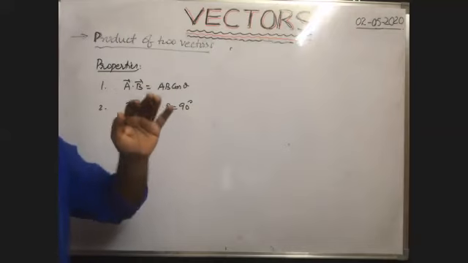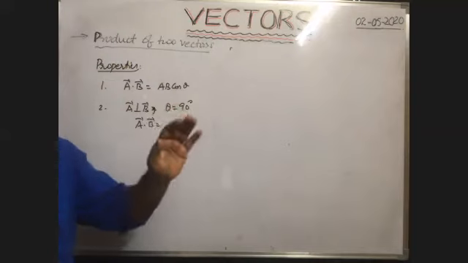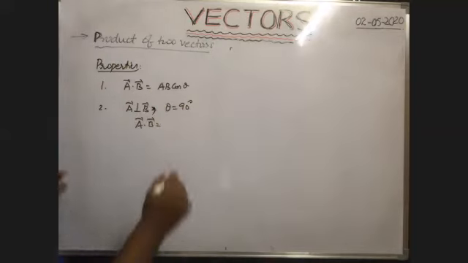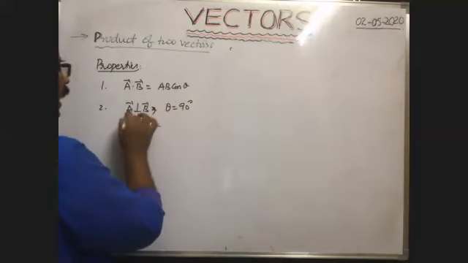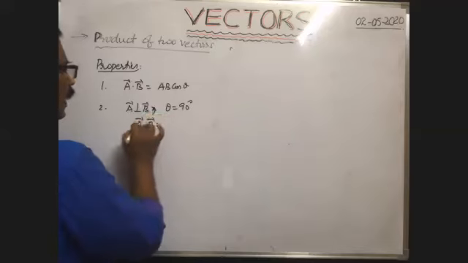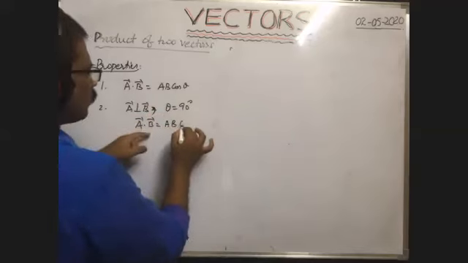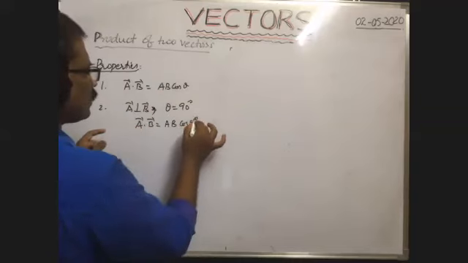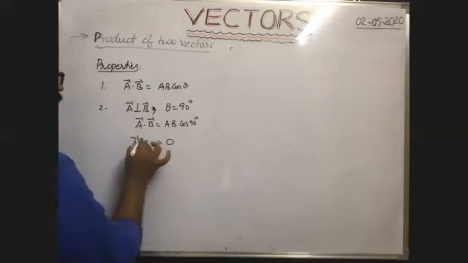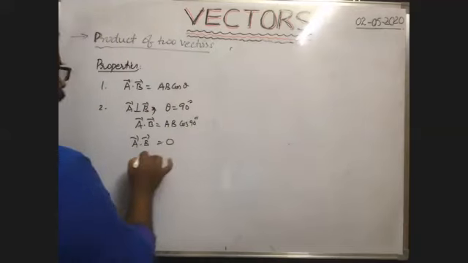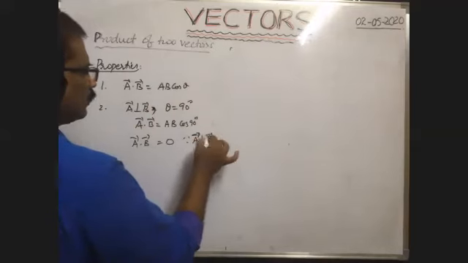Dot product is not applicable to two scalars also. Dot product is always between two vectors only. Here, if a bar and b bar are perpendicular to each other, the angle between these two vectors is 90. Now, a bar dot b bar is equal to magnitude of a bar, magnitude of b bar into cos of the angle between these two, which is 90. Cos 90 is 0. That's why the dot product between two perpendicular or orthogonal vectors is 0, since a bar is perpendicular to b bar.